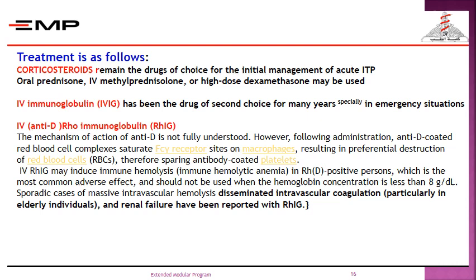Intravenous anti-D may induce immune hemolysis, especially in Rh positive persons, which is the most common adverse effect, and it shouldn't be used when the hemoglobin concentration is less than 8. Sporadic cases of massive intravascular hemolysis, DIC, and renal failure have been reported during treatment with intravenous anti-D.